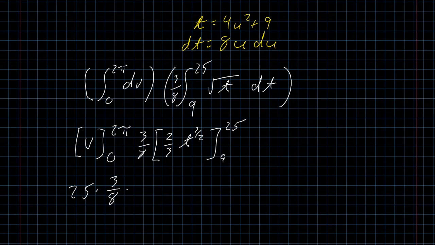All right, v evaluated at 2 pi and at 0 gives me 2 pi. Then we've got 3/8. Then we've got 2/3. Then we've got, well, 25 to the 3/2 power. Square root of 25 is 5. 5 cubed is 125. 9 to the 3/2 power. Square root of 9 is 3. 3 cubed is 27.